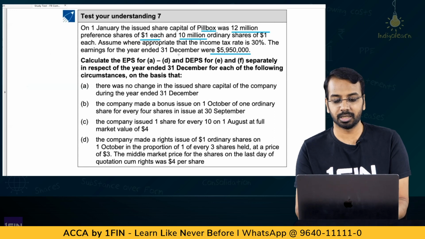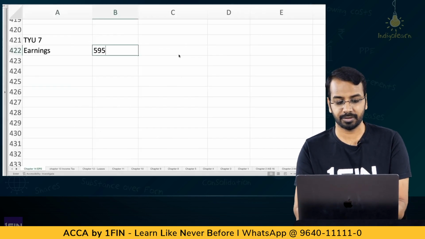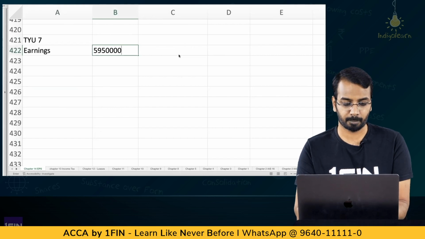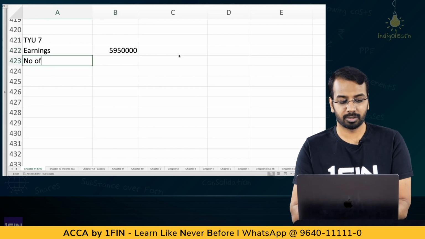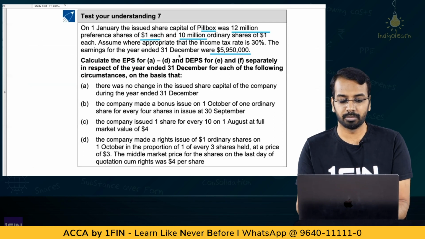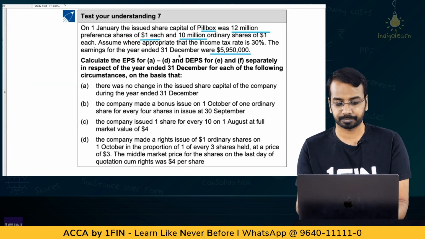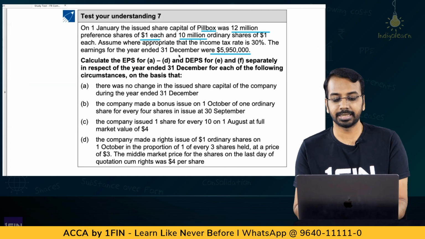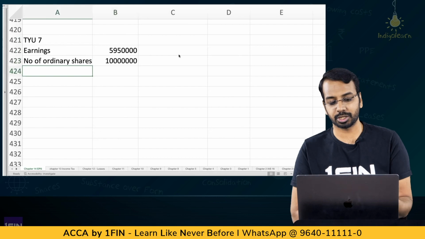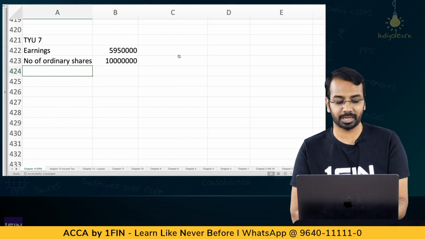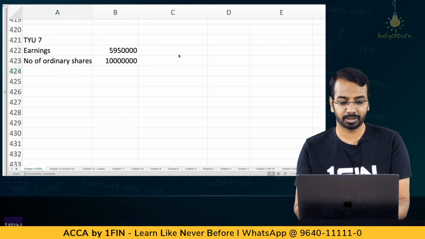First important point is the earnings. Earnings is how much? 595, and 4 zeros. And the number of ordinary shares is 10 million. Earnings is 5.95 million. So in each of the scenarios, we have to calculate what the earnings per share is.